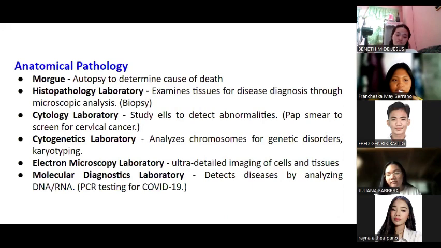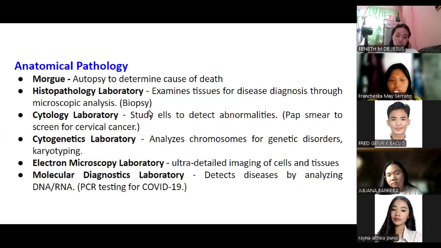Next, in anatomical pathology, first is the morgue, kung saan nag-autopsy, then the histopathology laboratory, histopath. Dito ina-examine ang tissues na may diseases and dito din na-diagnose, like biopsy. Biopsy is malalaman if may cancer or not yung tissue.